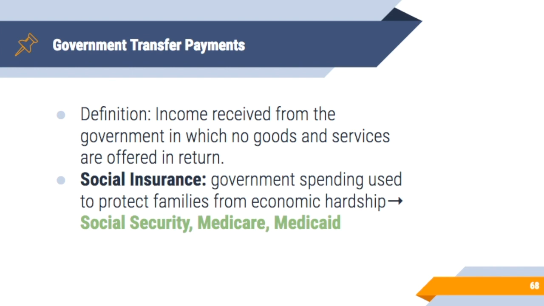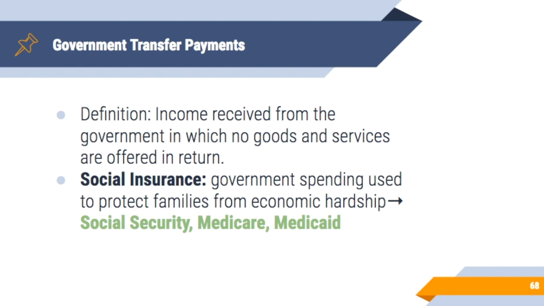And social insurance, according to the dictionary, is a system of compulsory contribution to enable the provision of state assistance in unemployment. Or, in my own words, the government spending used to protect families from economic hardship. These may include Social Security, which provides income to the old, disabled, and those whose lives are dependent on the deceased beneficiaries; Medicare, which covers the cost of health care of Americans over 65; and Medicaid, which does the same thing as Medicare but is for those with lower incomes; and unemployment insurance and food stamps.